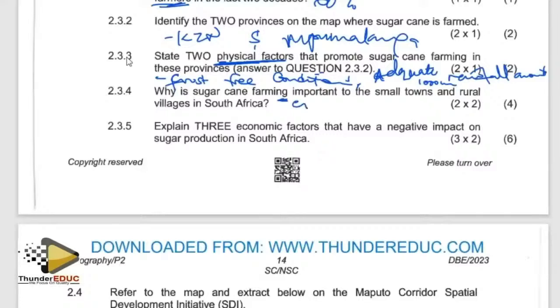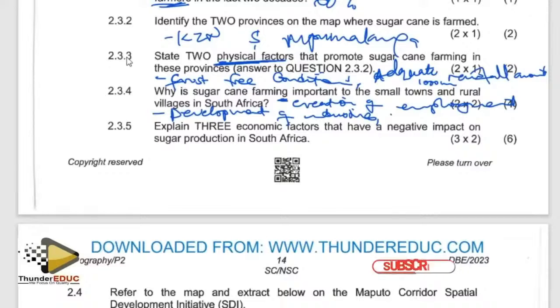The first importance is creation of employment, since they are partly or entirely depending on sugarcane growing. So there is creation of employment. That is 1. Remember, it's 2 times 2. So besides creation of employment, you can say development of industries. Then we can also talk about provision of raw materials to industries. The sugarcane farming provides raw materials to the industries.